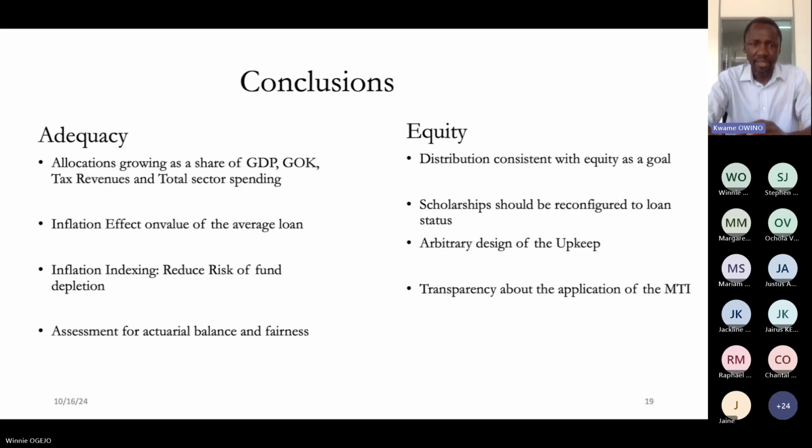The other thing is, what's the inflation effect on the value of the fund that is distributed, which has been reduced.